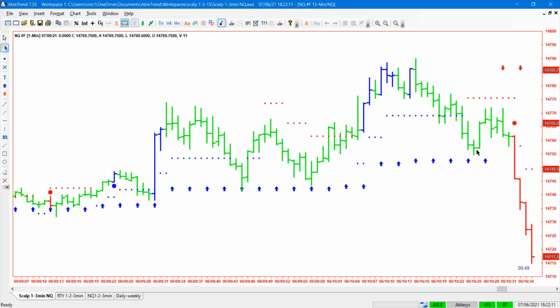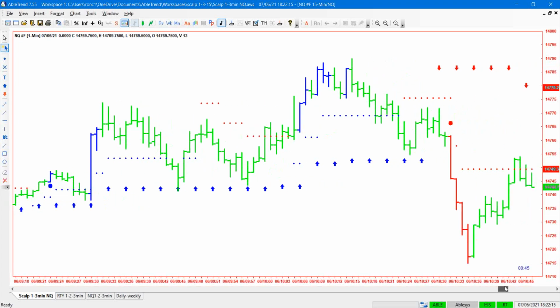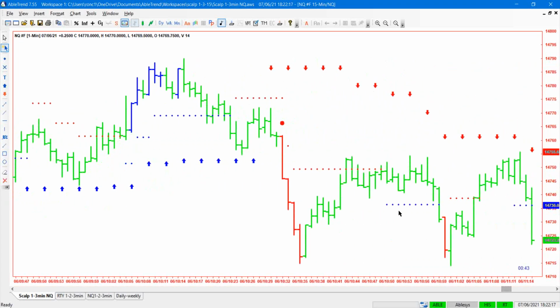Hits the top of the arrow, closes above it. 1 minute later, another $100 winner. So that's the way you use the scalp chart. Yeah, hits the red arrow, closes under it. Took 3 minutes, but we got our 5 points there. Another $100. Hits the red arrow, closes under it. We won on that trade too.